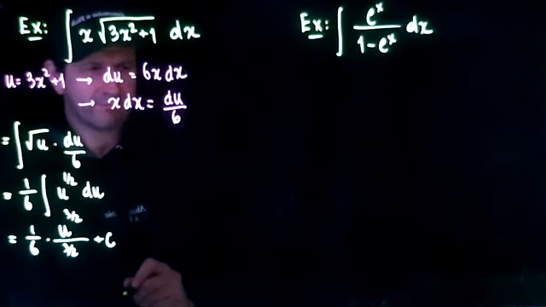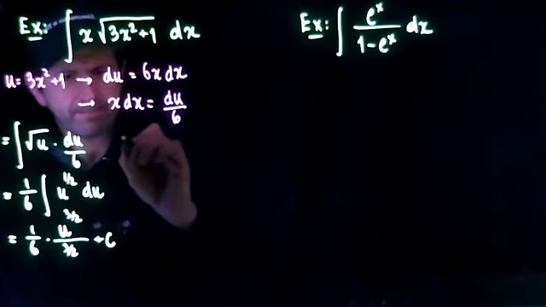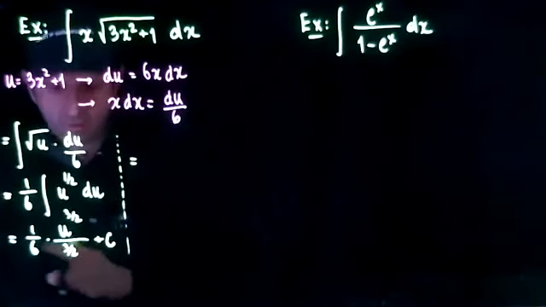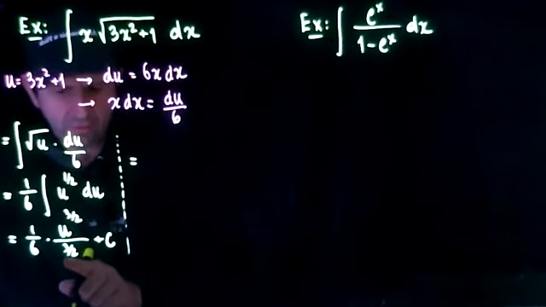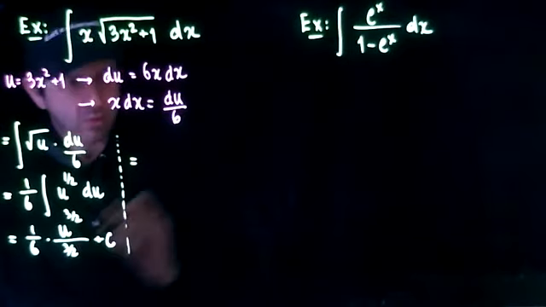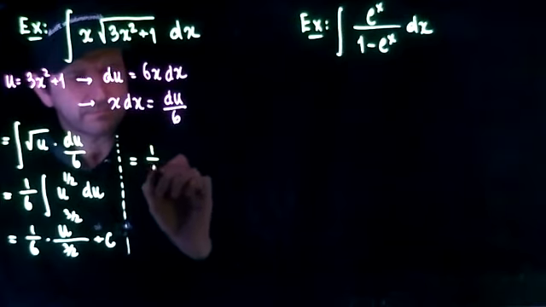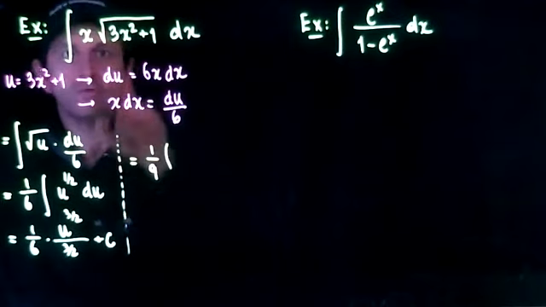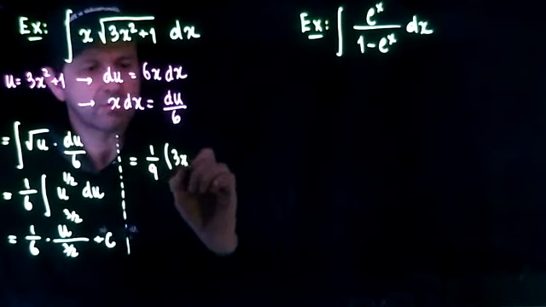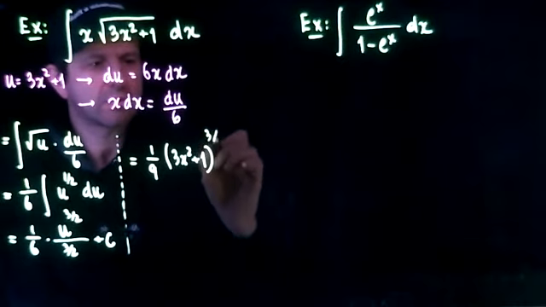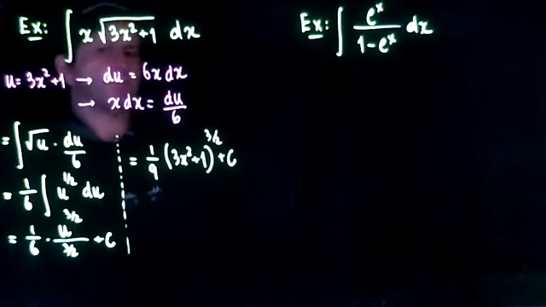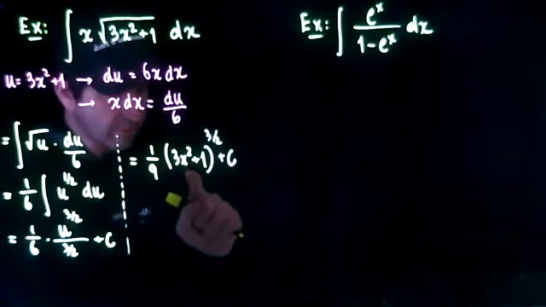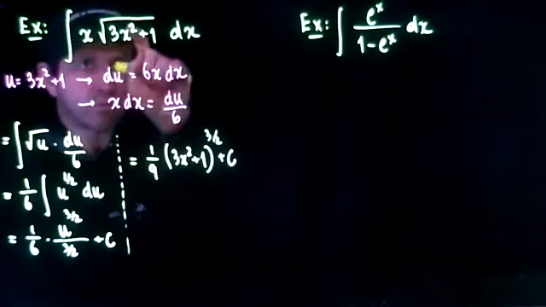Is that okay? And so the answer will be, 6 times 3 over 2 is 9, so 1 over 9 times u power 3 over 2, so basically u, which is 3x squared plus 1, power 3 over 2, plus c. There you go. This is the antiderivative of that. If you do the derivative of this expression, you should get x root of 3x squared plus 1.